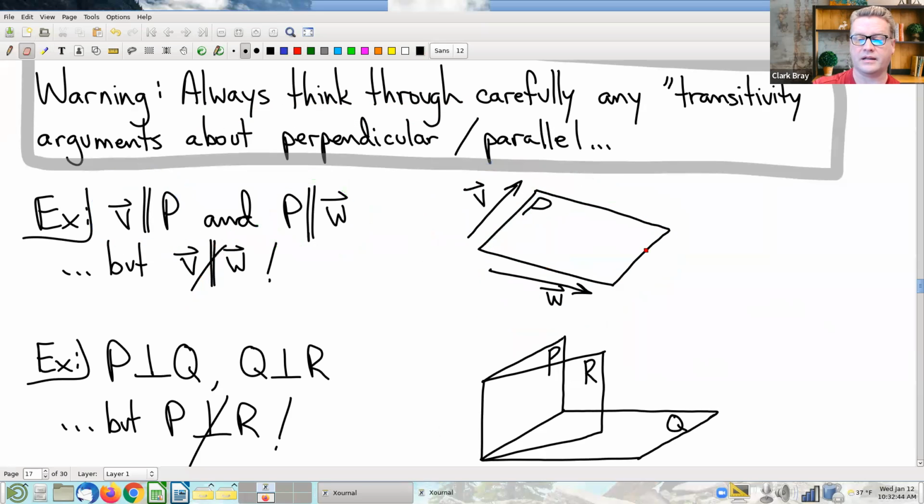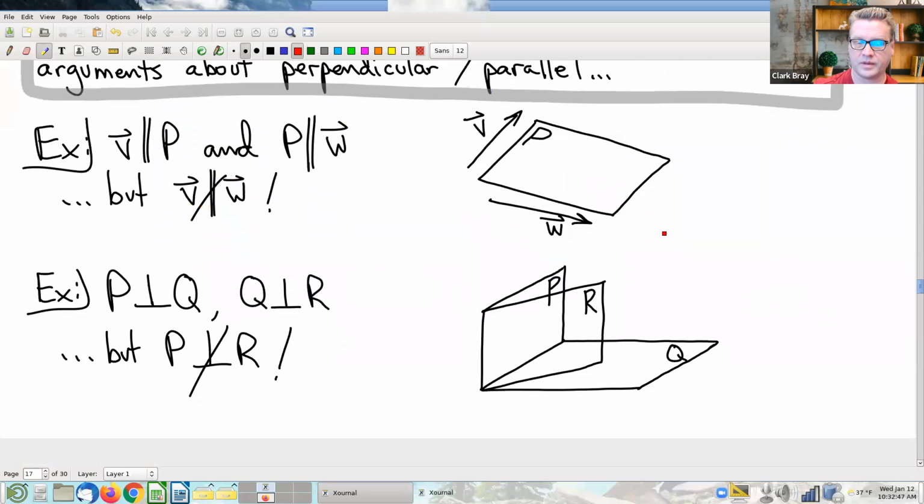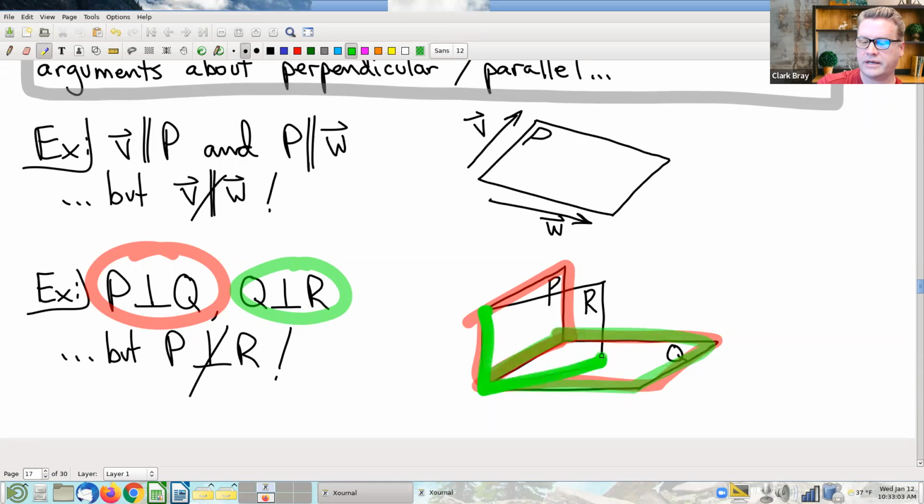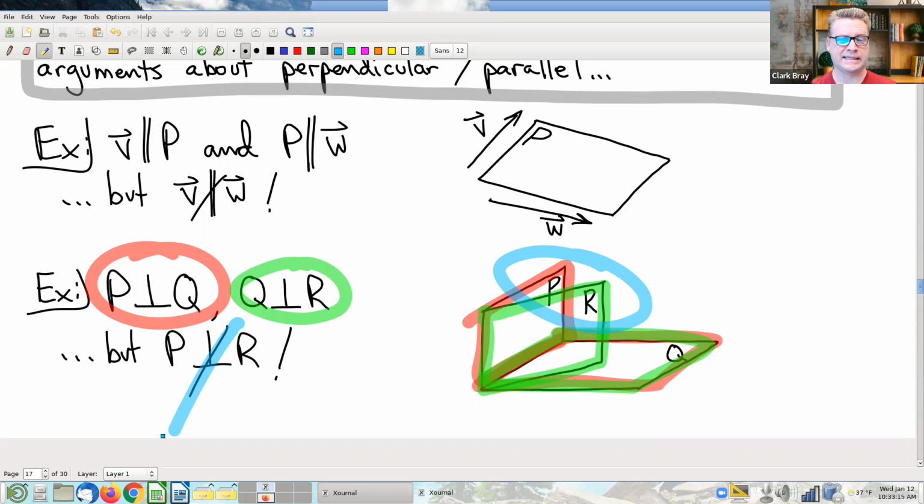And then likewise, here I have a plane perpendicular to another plane. And then here I have that plane perpendicular to a different plane, right? So P to Q, Q to R, but these are not perpendicular. Heads up, right? Think it through.